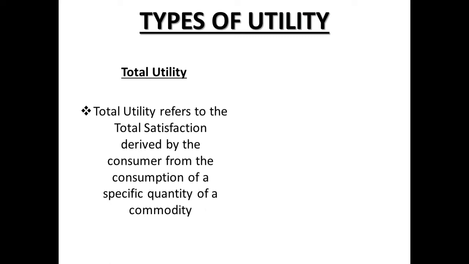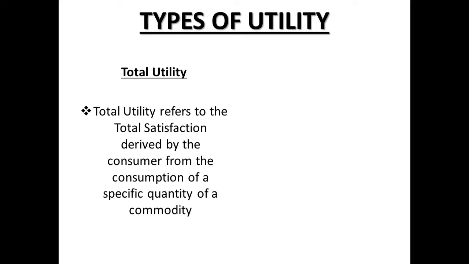Alright, continuing with the utility concept, now we come to types of utility. We have two types of utility. One is total utility and the second is marginal utility. Total utility refers to the total satisfaction derived by the consumer from the consumption of a specific quantity of a commodity, say number of mangoes, right? For example, number of mangoes.